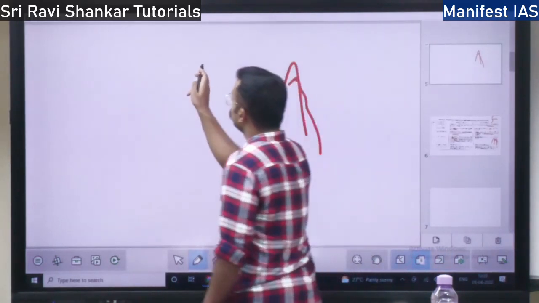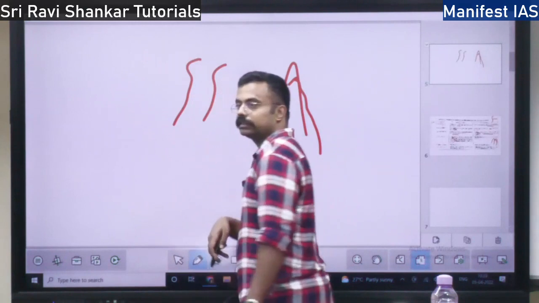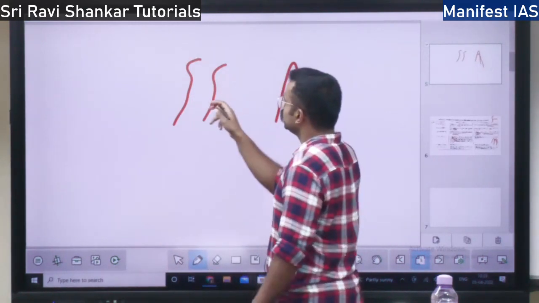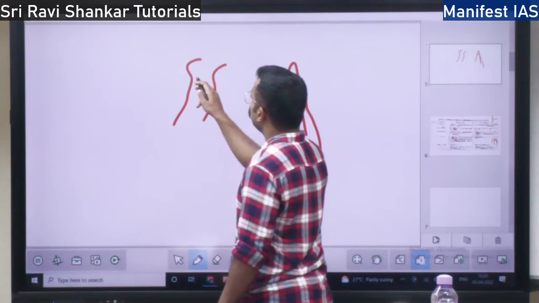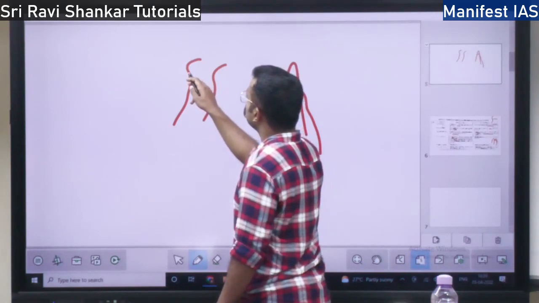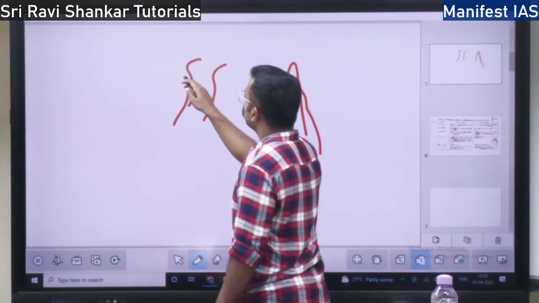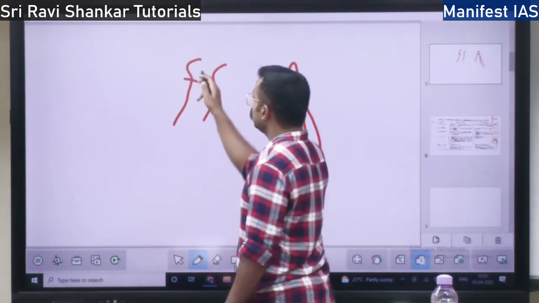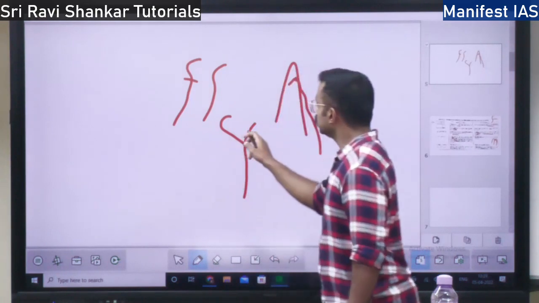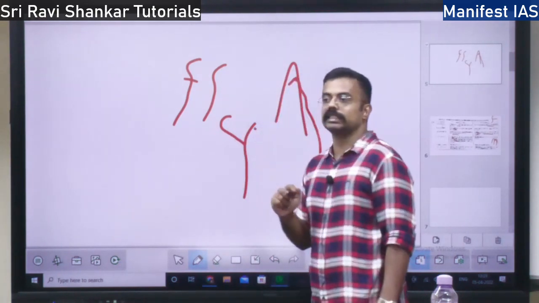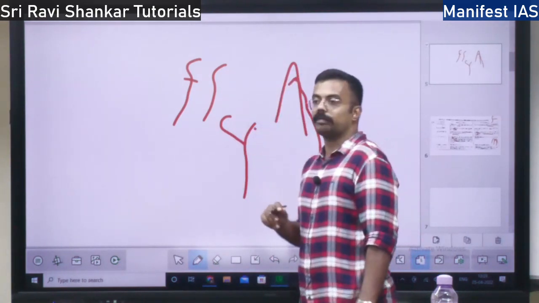So let's say there are two rivers flowing like this. What happens later over thousands of years? This river will get cut here, and this river joins this river. So this river is captured by this river. So this is river capture.